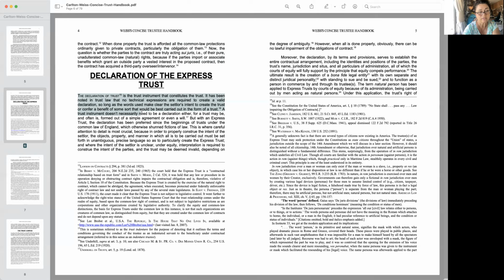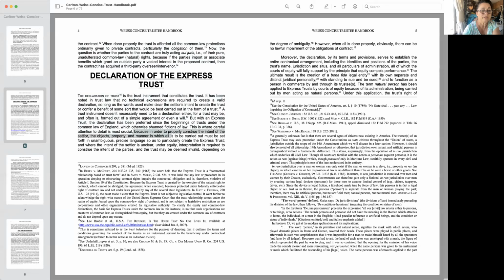A trust instrument doesn't necessarily need to be a declaration either, for a trust may be, and often is, formed out of a simple agreement or even a will. But with an express trust, the declaration has been preferred since the beginnings of trusts under the common law of England, which otherwise shunned fictions of law. This is where careful attention to detail is most crucial.